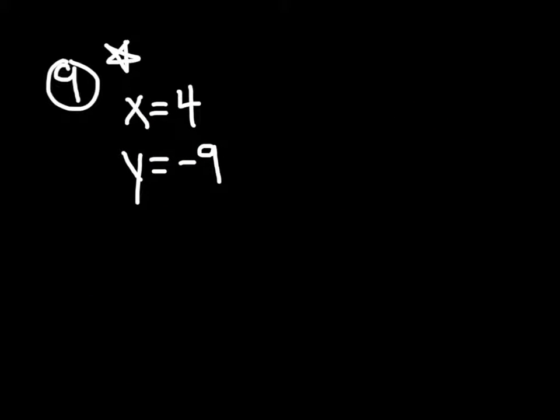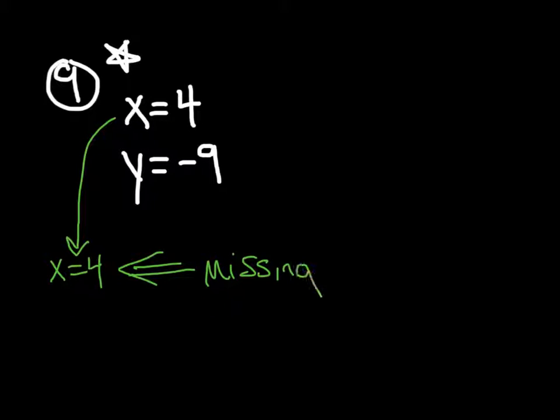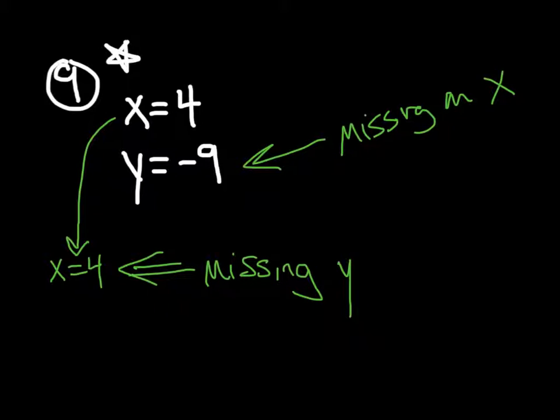Okay, in our last example, I'll put a little star next to this one just because you might notice if we look at this one, this x equals 4, we're missing a y. And if you look at this one, the y equals -9, we're missing an x. And there are a variety of different ways to solve all these problems. And for this one in particular, I think it's much easier just to pick 2 points, 2 ordered pairs.